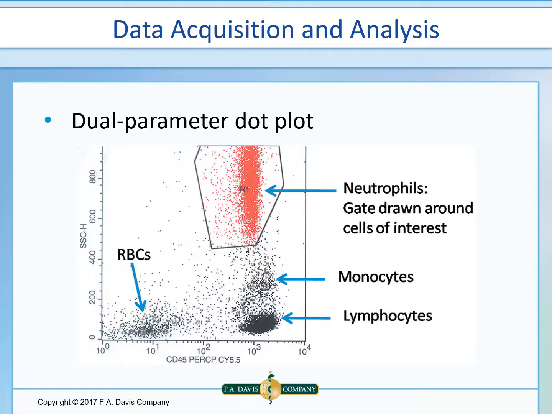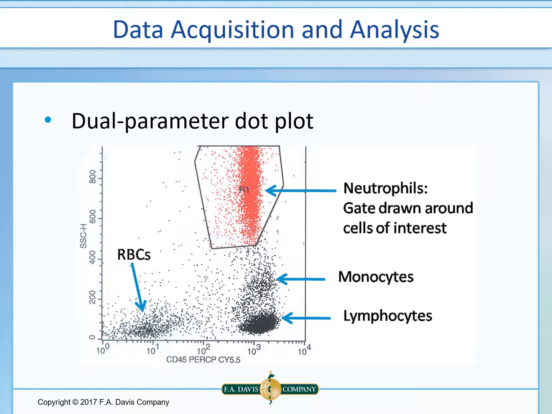The next level of representation is the bivariate histogram, or a dual parameter dot plot, where each dot represents an individual cell or event. Two parameters on each axis are plotted against each other. Each parameter to be analyzed is then determined by the operator.